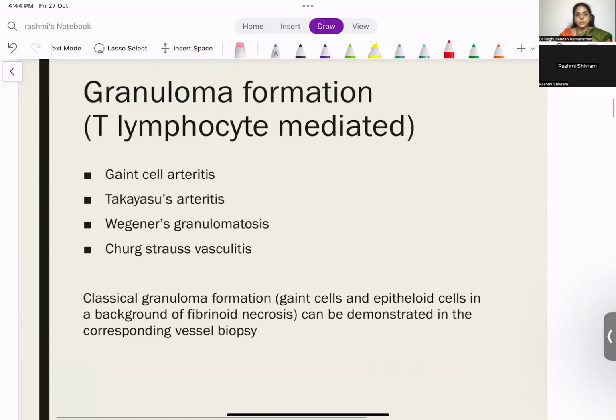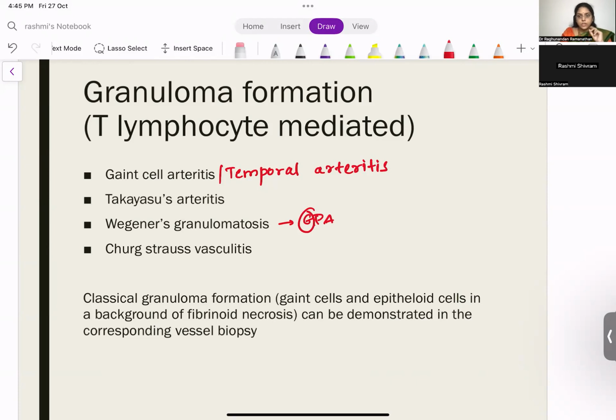So next, move on to the third pathology, which is granuloma formation. This is T lymphocyte mediated formation. Among this, what are the types of vessel involvement that you have? You have giant cell arteritis. It is also called temporal arteritis. You have Takayasu arteritis. You have Wegener's granulomatosis, also called granulomatosis with polyangiitis. You saw that, right?